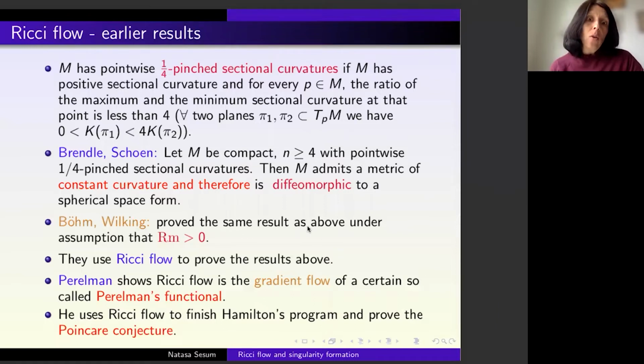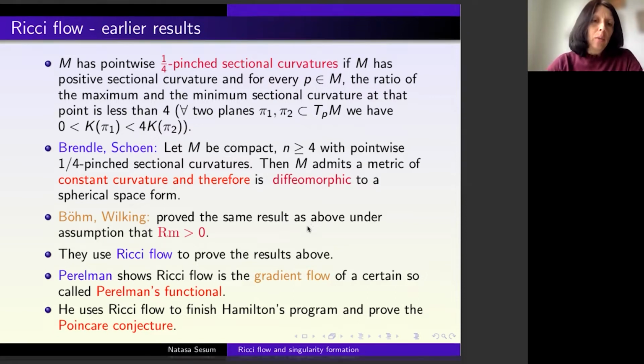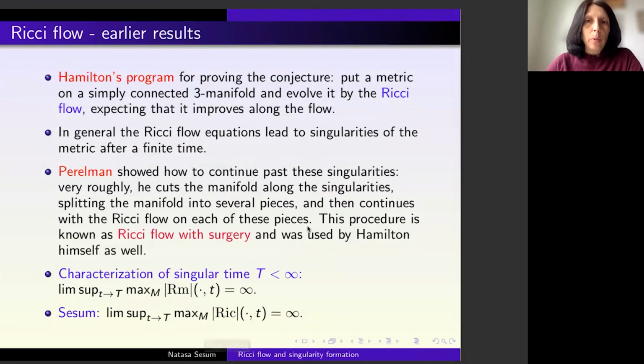One of the big consequences of this Perelman's functional, which appeared to be monotone also along the flow, is that he managed to prove the volume non-collapsing theorem, which was somehow lacking in Hamilton's original work. And that was a big breakthrough and enabled him to carry out the whole program. So I will just briefly say that Hamilton's program for proving this conjecture is to put an arbitrary metric on an arbitrary simply connected three-manifold and then evolve it by the Ricci flow.